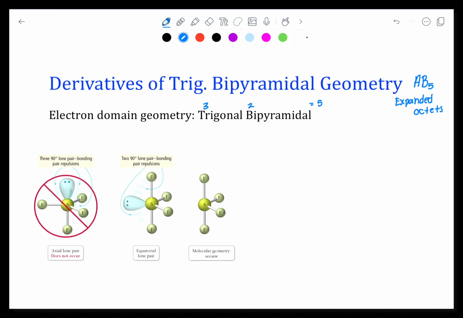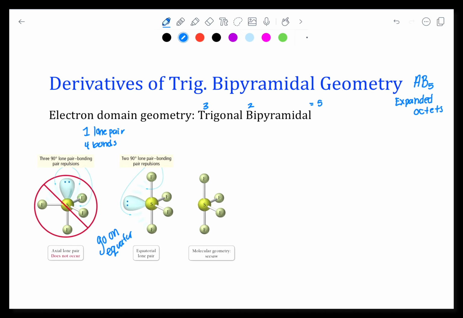Okay, so let's add 1 lone pair and 4 bonds. So instead of having 5 bonds, we're going to replace one of those with a lone pair and have 4 bonds left. Now, we said that AB5 molecules have 2 different types of atoms. We have our axial and our equatorial. When we are adding a lone pair onto our AB5s, the lone pairs are going to go on the equator first. And this is so that we can have our best amount of repulsion.